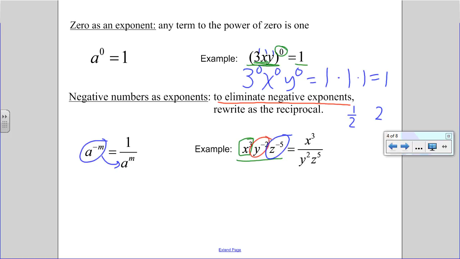So if you notice, guys, z ended up in the denominator. That's what we do with our reciprocals. Where did y end up, Russell? Where did the y end up at? The denominator, right? And where did the x stay? In the numerator. It's positive. It doesn't need to move. And that's it. That's all we need to do.